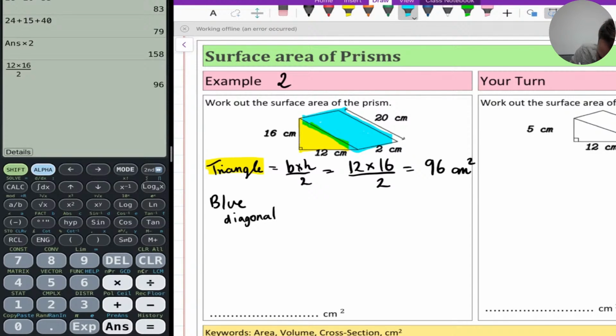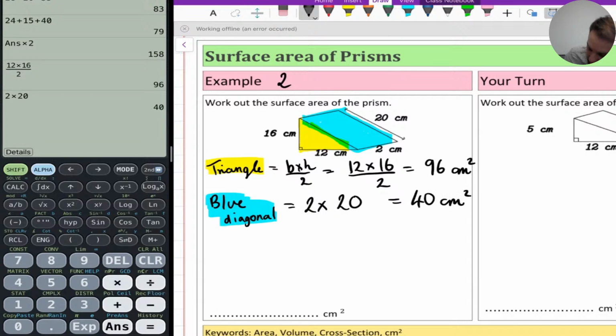Which is this blue one. Now that is a rectangle. So the blue diagonal, I think actually it's quite easy to see the blue diagonal. The depth of the rectangle is going to be 2 across by 20 back. So the rectangle here is going to be 2 times by 20, which is equal to 40 centimeters squared.